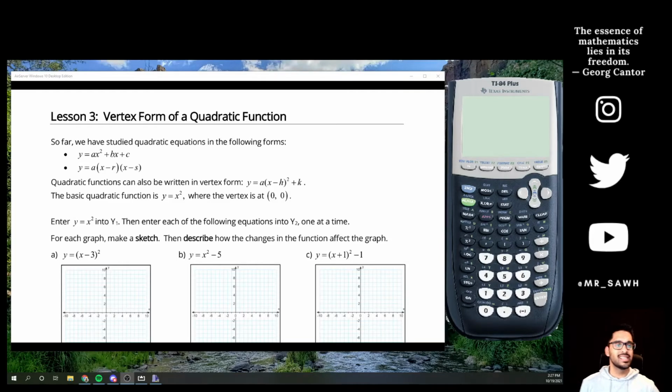Alright everybody, welcome to lesson 3 here. This one we're going to talk about our third form that we could potentially see a quadratic equation in, called vertex form. So we saw two other ones in our previous videos.